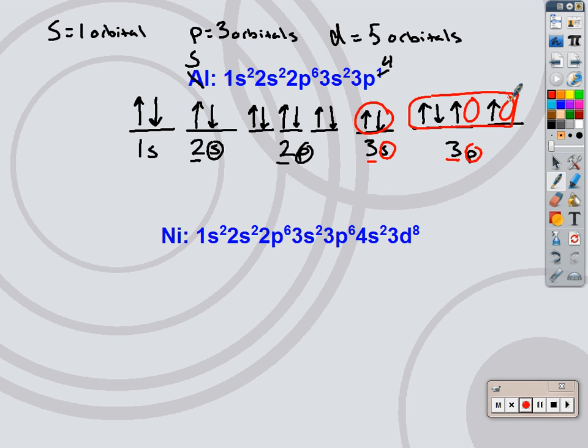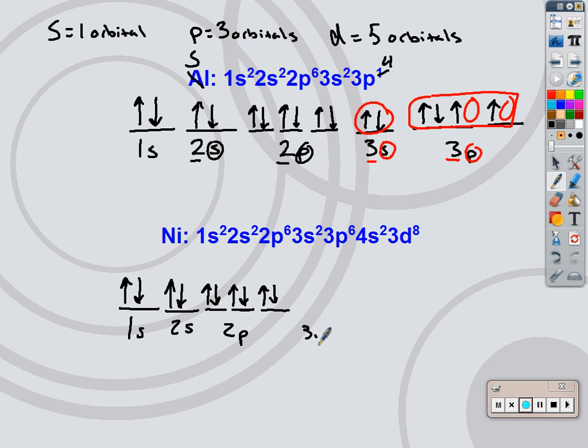Let's take a look at nickel. Again, s orbitals are easy. There's only one room. 2 electrons spinning in opposite directions. 2s. One room, 2 electrons spinning in opposite directions. 2p. The p orbital is 3 rooms. This one's full with 6. So 2 electrons in each room spinning in opposite directions.